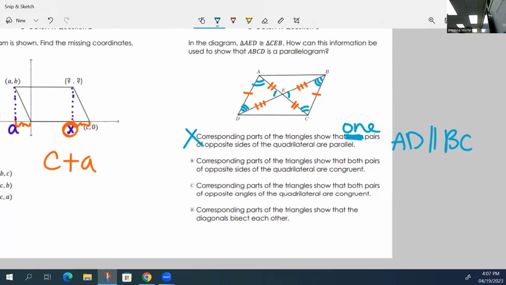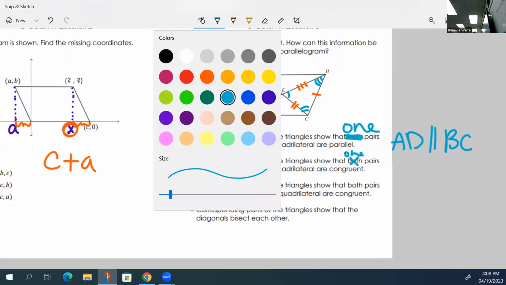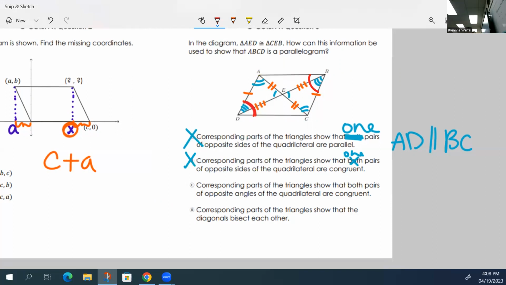The next two are easily canceled out. B: corresponding parts of the triangle show that both pairs of opposite sides of the quadrilateral are congruent. Well, the problem here is that it doesn't show that AB is congruent to DC. So it's not both. Once again, it's one. C: corresponding parts of the triangle show that both pairs of opposite angles of the quadrilateral are congruent. When they talk about opposite angles of the quadrilateral, they're talking about all of B and all of D. Well, we don't know what the full measure of B and D are. We just know parts of it, just like A and C. So this one is totally out.